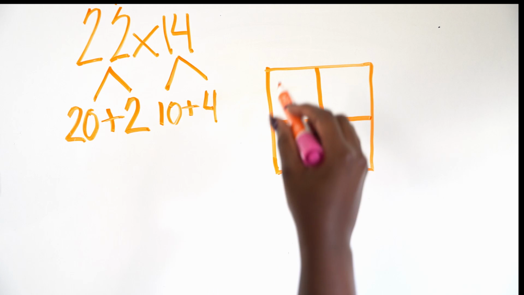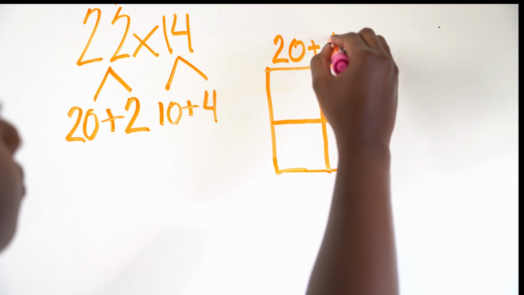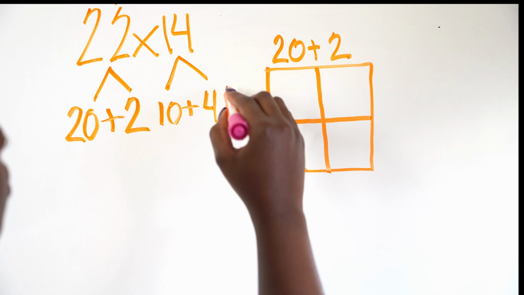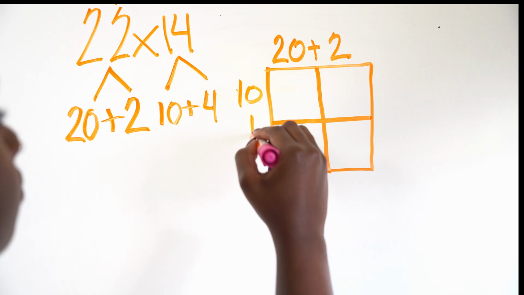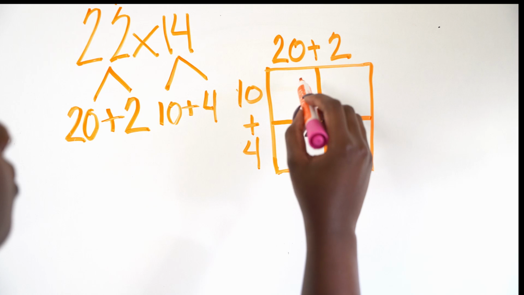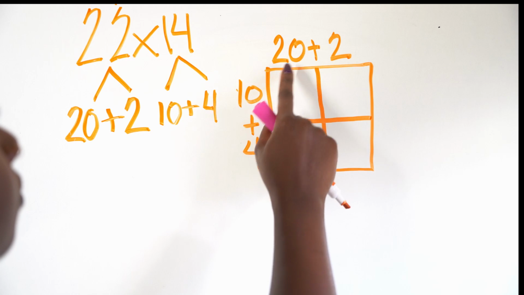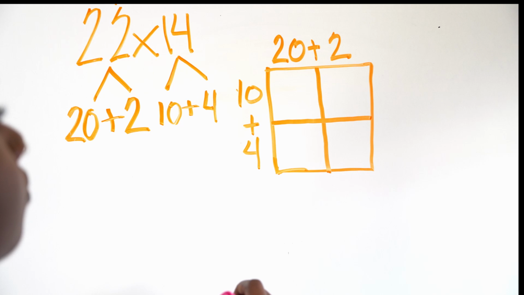Okay, so now you want to bring down your deconstructed numbers. So 20 plus 2 and 10 plus 4. Put them right on the side. It's going to make it a lot easier when you cross multiply. So first you want to cross multiply your 10 and your 20. Later, you're going to do 10 and 2. You have to do the tops and the bottoms just like you would do in the traditional method.